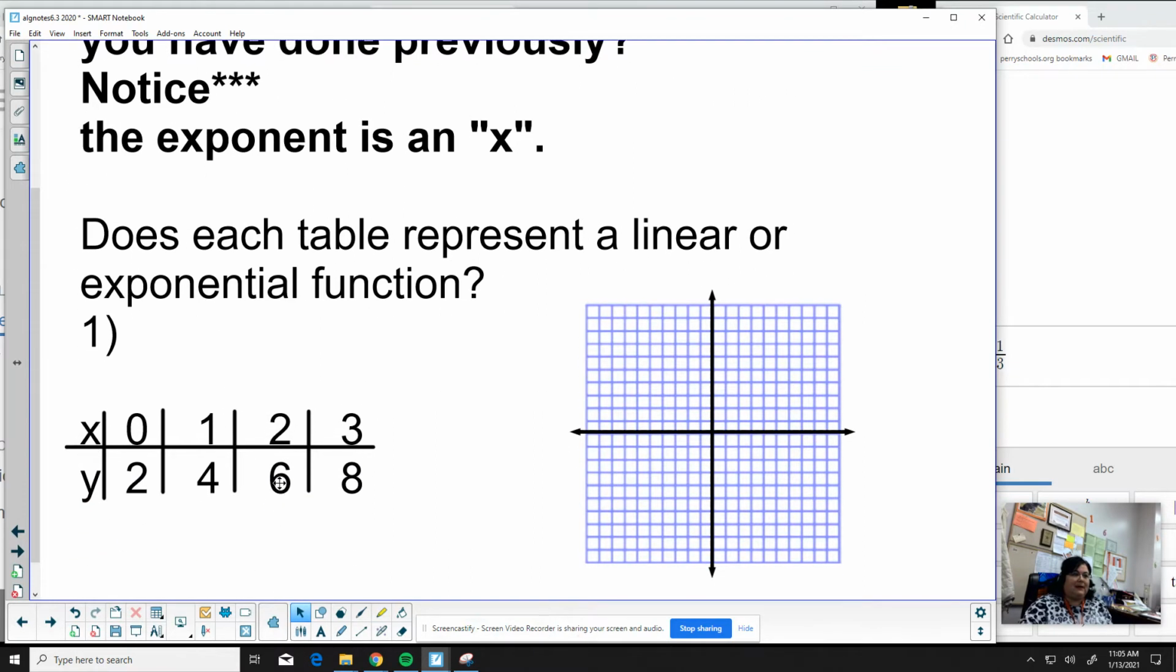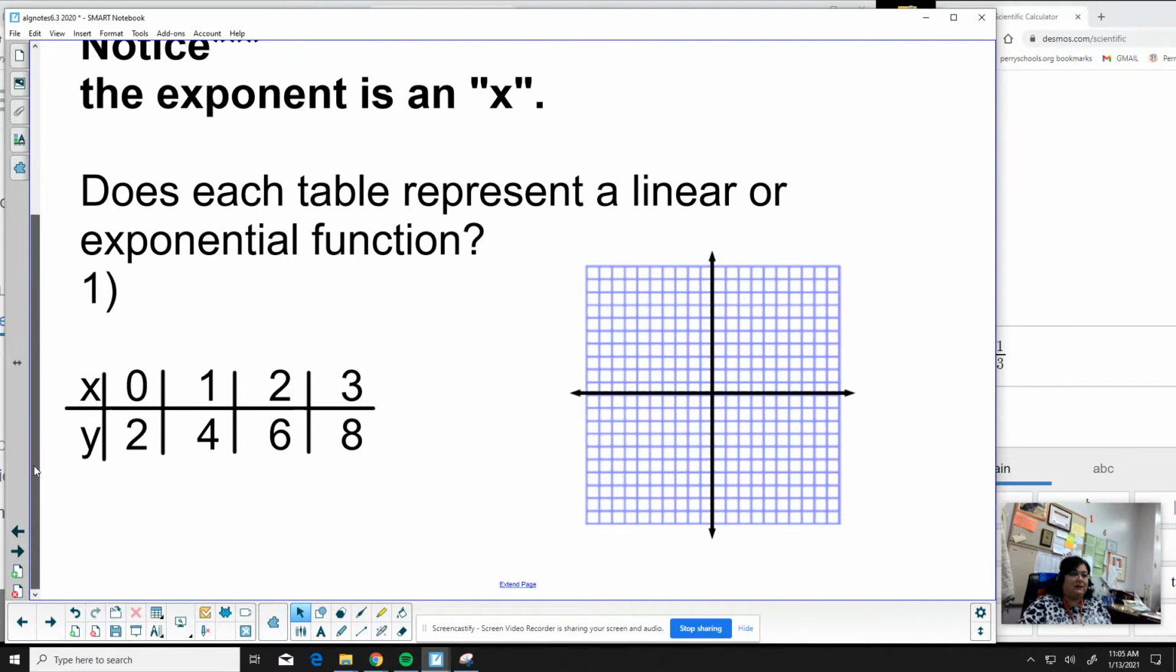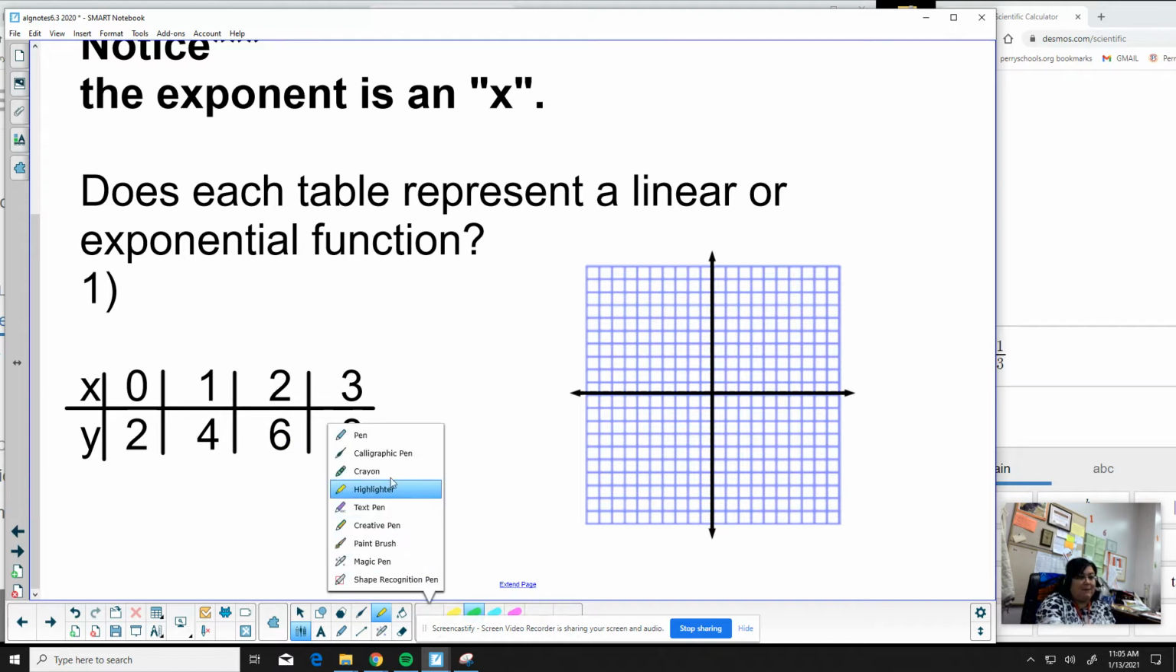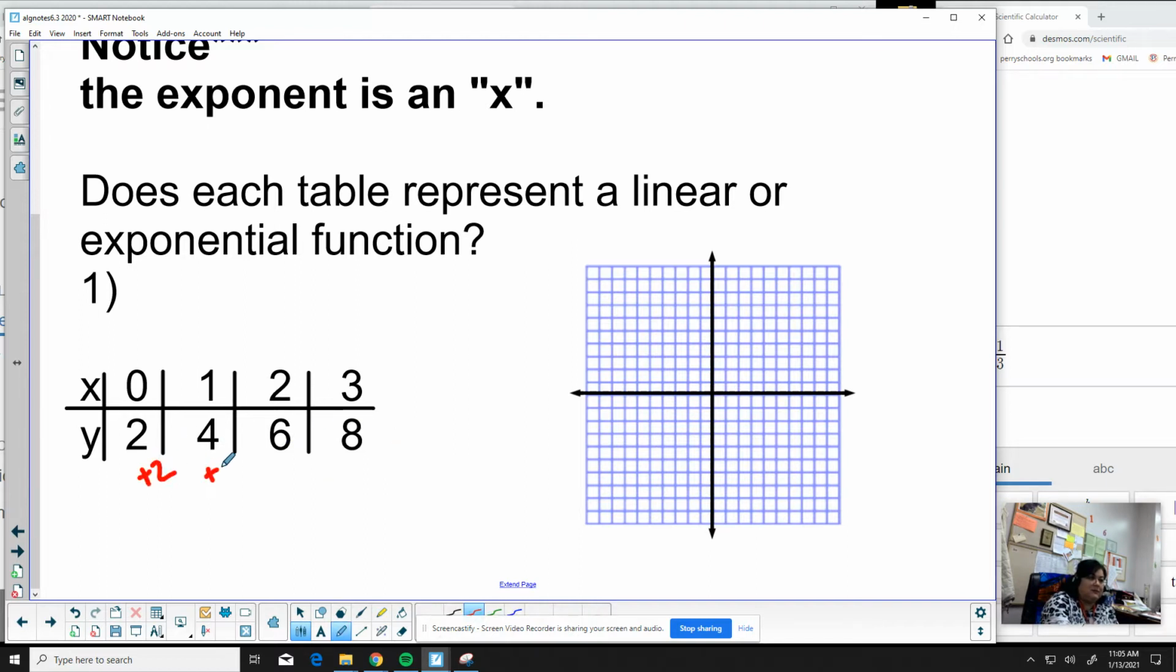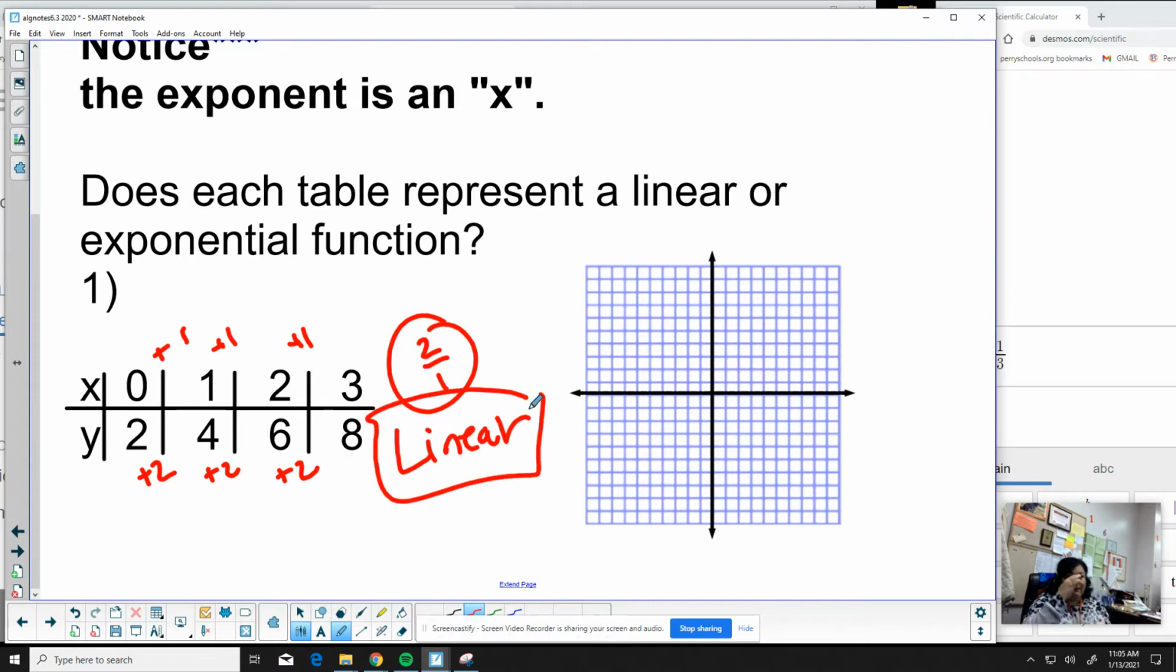All right, so let's decide if these tables are exponential or linear. When we look at a table to decide if it's linear, we see if it has a constant slope. We kind of do the same thing for exponential, and we look for a multiplication pattern. Right here, it looks like I'm adding 2 each time, so plus 2, and plus 2. Up here is plus 1. So this has a slope of 2 over 1. So this is linear.